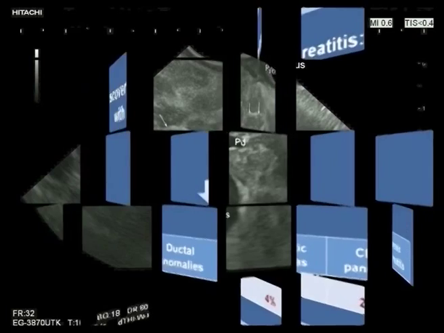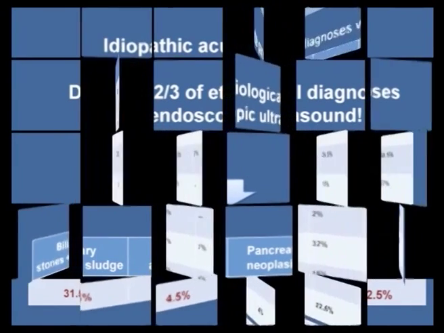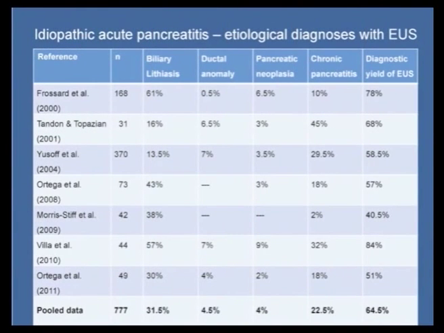In conclusion, in approximately 2/3 of patients with idiopathic acute pancreatitis, careful endosonographic examination will reveal the etiology of acute pancreatitis. Biliary stone disease and sludge have been shown in several studies to be the most common causes of idiopathic pancreatitis. Meticulous visualization of the pancreatic and biliary ductal systems will reveal pancreas divisum and other ductal abnormalities in up to 7% of cases. For the detection of ductal anomalies, MRCP and ERCP are superior to EUS.